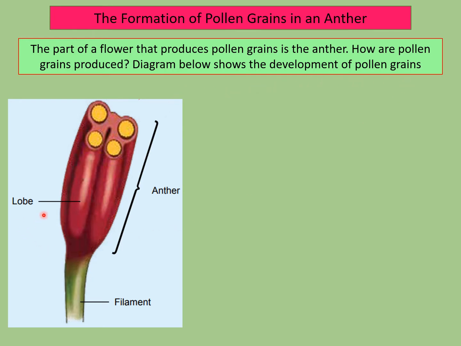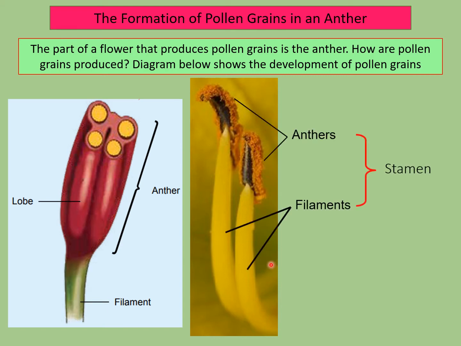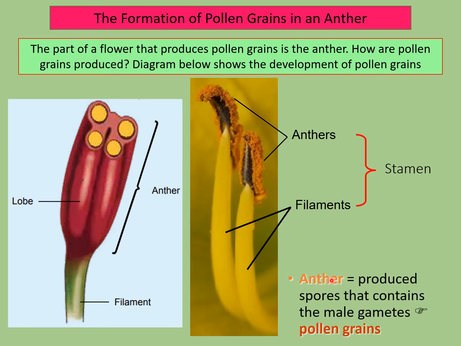So this is the lobes. This is the filament, okay. And then this is the real diagram, showing the anther and the filament. Okay, both of these we call the stamen. This is the male reproductive organ of flowering plants. The anther produces spores that contain the male gametes. So the male gametes, we call them pollen grains.